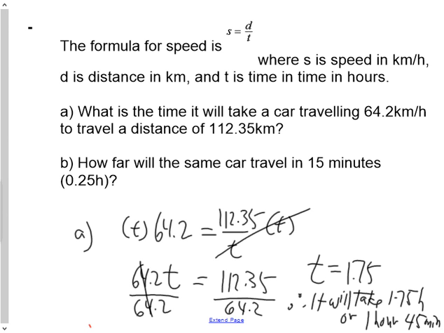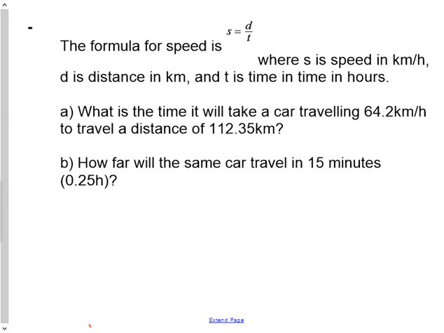Okay, the second part to this question says, how far will the same car travel in 15 minutes? And in brackets, I shouldn't have told you, but I did: 15 minutes is 0.25 hours. So the first thing I'm going to do is write down my formula again. And this time, since it's the same car, its speed is going to be the same speed. So I'm going to put 64.2 kilometers per hour. And I'm going to put the time this time as being 0.25 hours. Okay, not 15 minutes. So here, we're going to multiply both sides by 0.25.